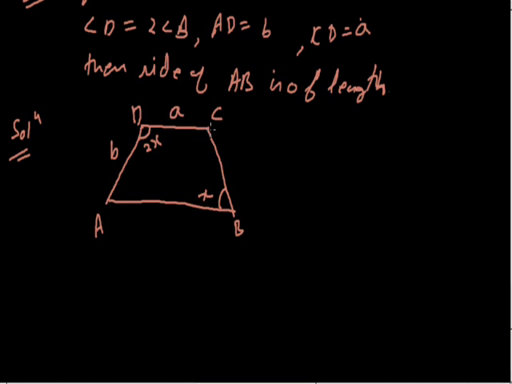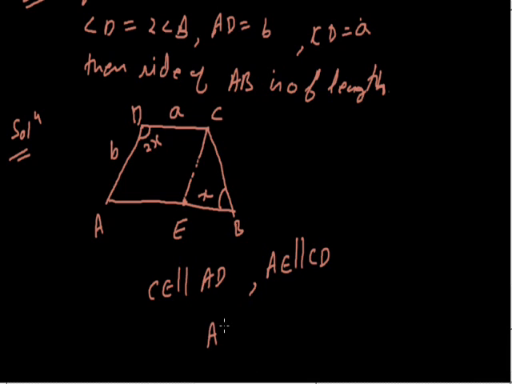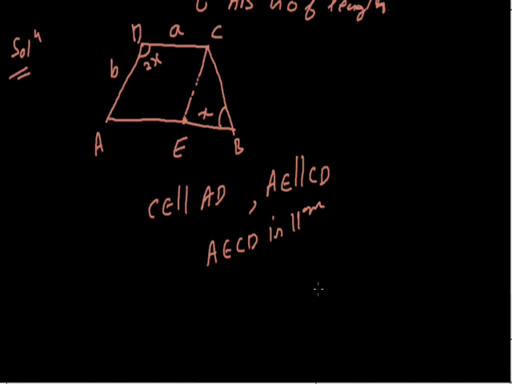Now we draw a construction. We draw a line from the point C which is parallel to AD. This line intersects AB at the point E. So through construction the line CE is parallel to AD, and it is already given that AB is parallel to CD. So we can say that AE is parallel to CD. So AECD is a parallelogram.